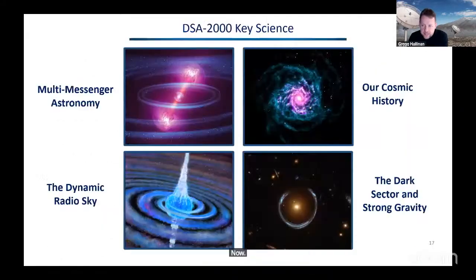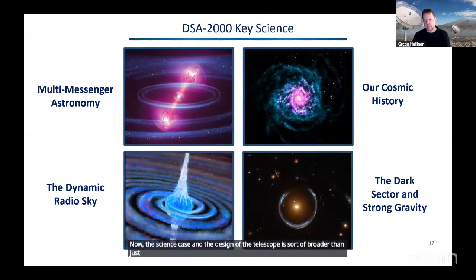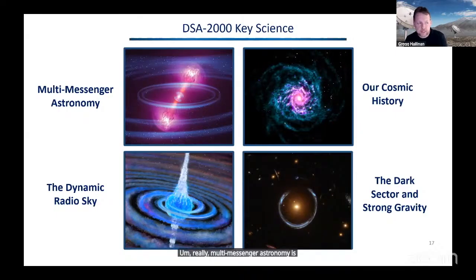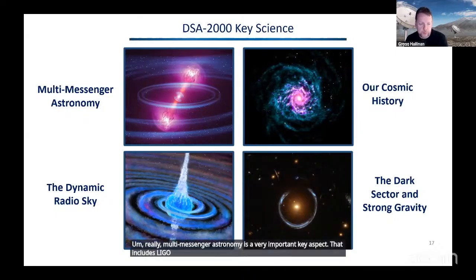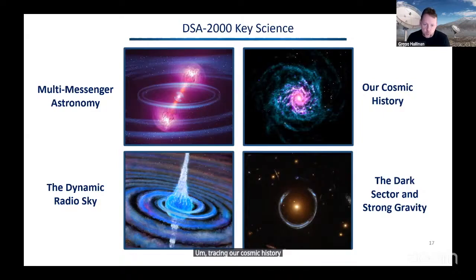Now, the science case and the design of the telescope is broader than just FRBs. Really, multi-messenger astronomy is a very important key aspect. That includes LIGO follow-up and of course, pulsar timing for NANOGrav. Tracing our cosmic history via HI is a key science driver. And time domain, including FRBs and slow transients, of course, is part of the design that really drives us.